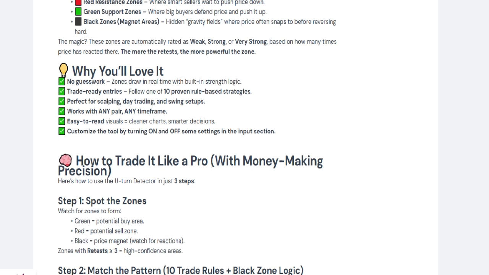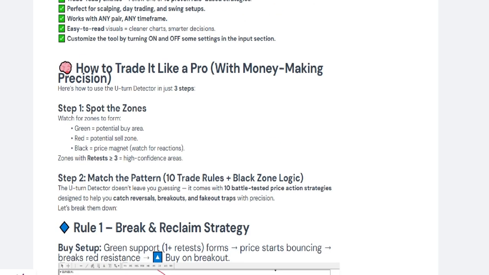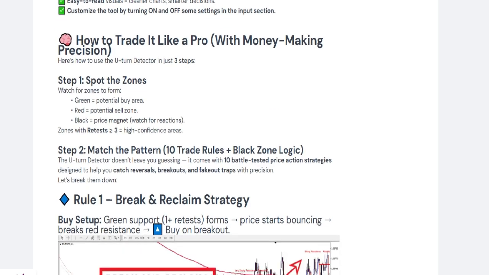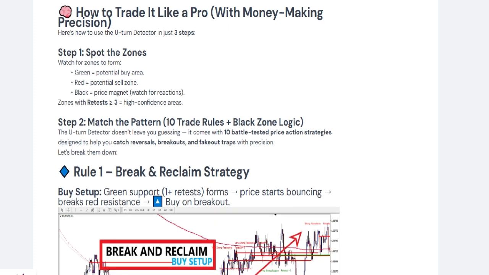Step one, you need to spot the zone. Watch for the zone to form. The green is a potential buy area. The red is a potential sell zone. The black zone, which we're going to draw manually, is a magnet for big and massive movement. A zone with at least 3 retests, or more, is a high confidence area.